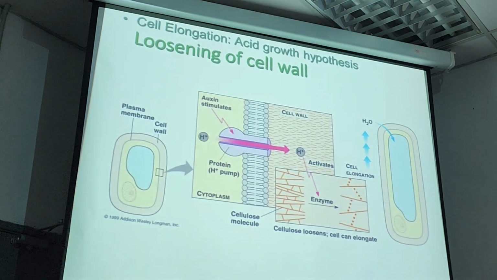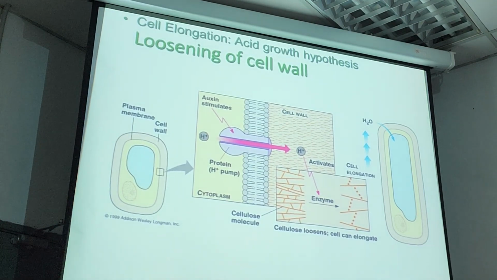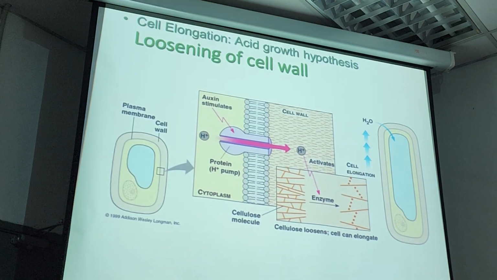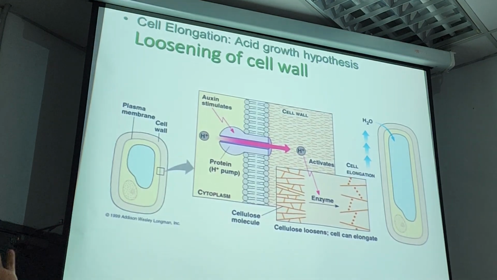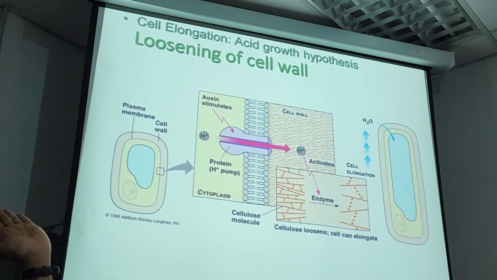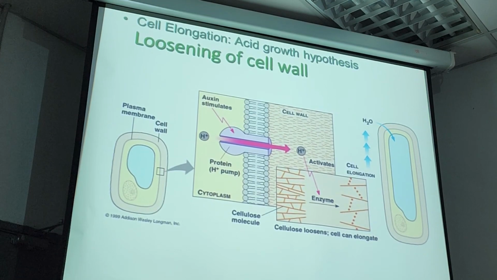When more and more cell wall is filled with hydrogen, what is going to happen now? It's going to become acidic. More hydrogen, higher acidity. That's as simple as that. That's why it's called pH. Potential of hydrogen.